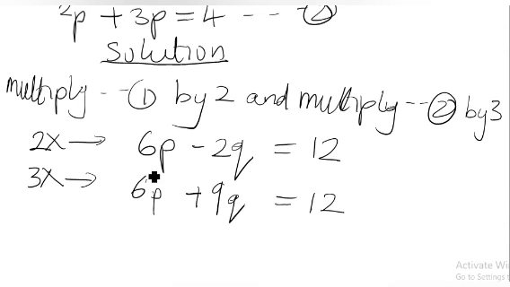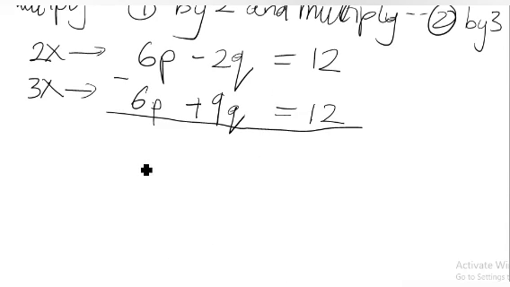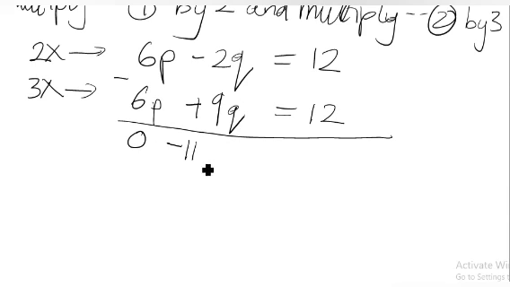Here these are now the same. We can now eliminate by a minus sign, by subtracting. When we subtract, we're going to have 0, minus 2q minus 9q is minus 11q, equal 12 minus 12 is 0. Therefore q is equal to 0.